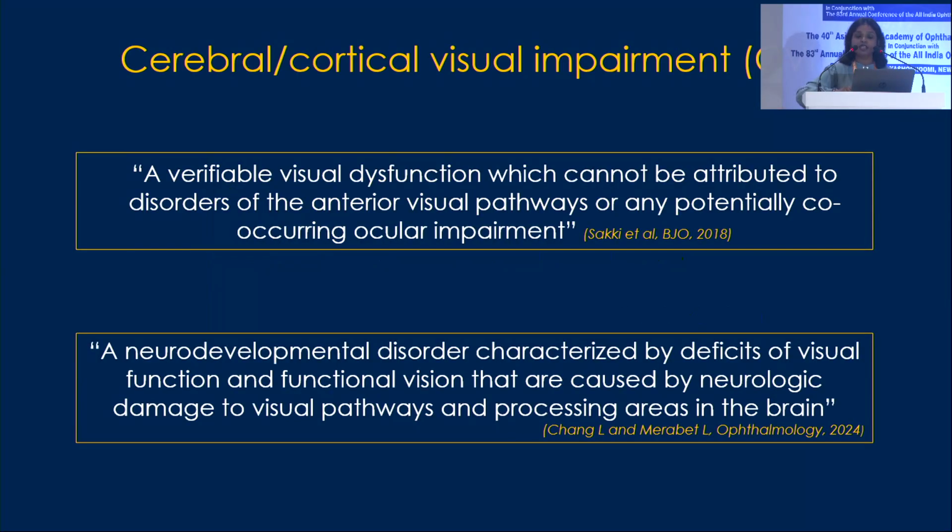The most commonly used ones are what I've highlighted here. It's a verifiable visual dysfunction which cannot be attributed to disorders of the anterior visual pathways or any potentially co-occurring ocular impairments. It's also a neurodevelopmental disorder characterized by deficits of visual function and functional vision, caused by neurologic damage to visual pathways and processing areas in the brain. So both the definitions essentially are saying that CVI is beyond the ocular realm.